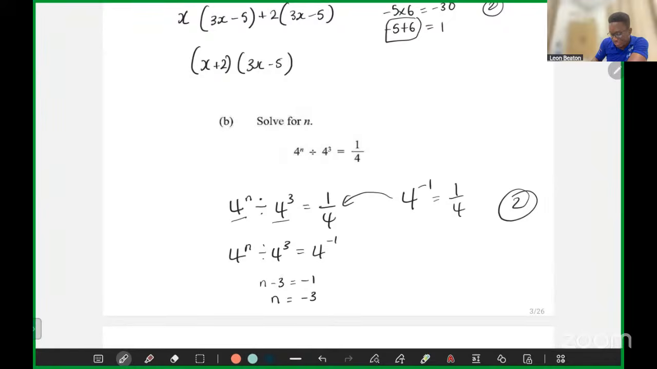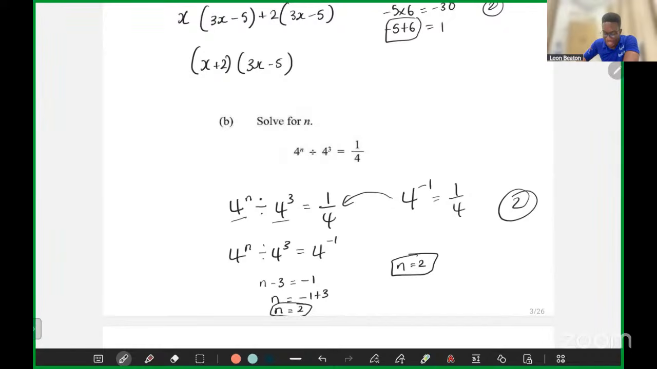So n will be equal to negative 1, and this is a minus 3. When we take it over, it will add. So this will be plus 3. So n would be equal to negative 1 plus 3, which gives us a positive 2. So n is equal to 2.